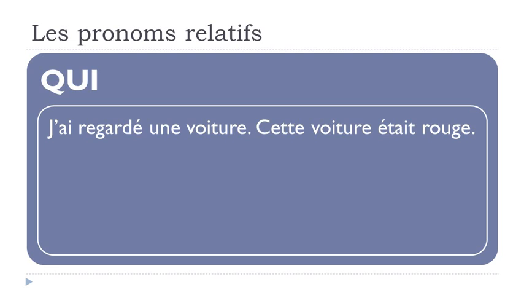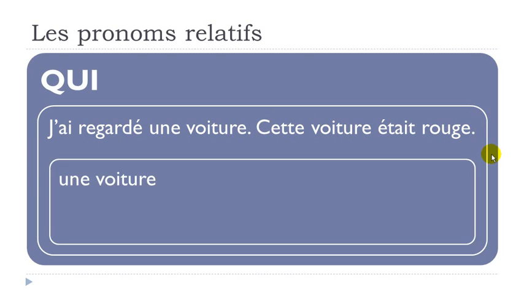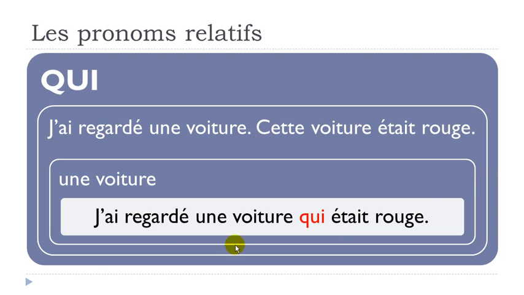Let's see the same sentence, but then let's put here the passé composé. J'ai regardé une voiture. Cette voiture était, imparfait, rouge. Okay? J'ai regardé une voiture. Cette voiture était rouge. So same thing here. We don't want to repeat voiture. Then we will get the simple sentence. J'ai regardé une voiture qui était rouge. So just before the verb.